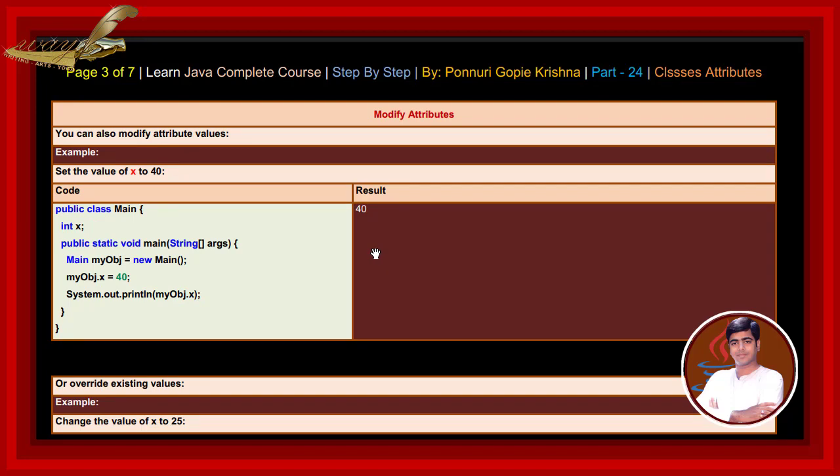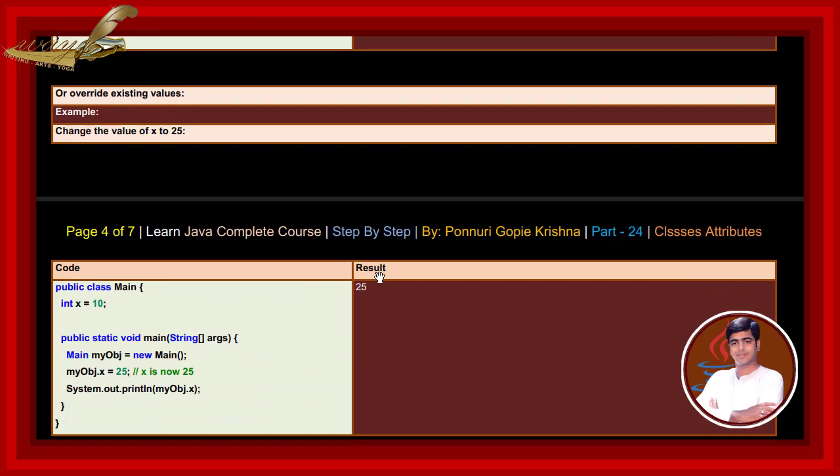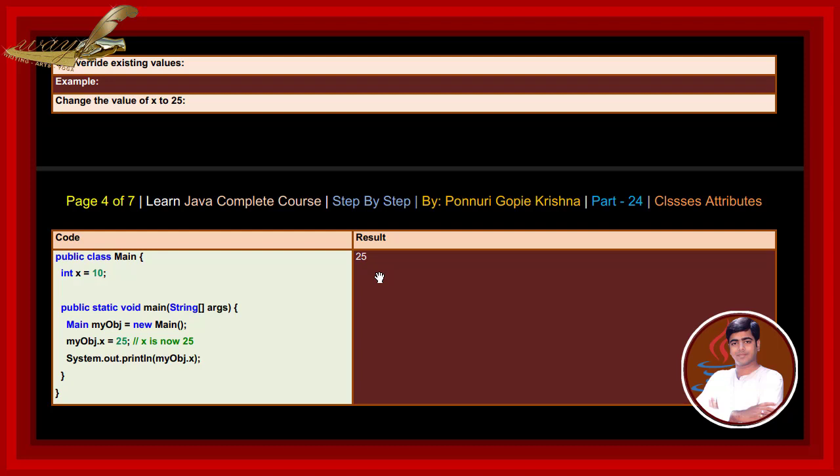Modify attributes. You can also modify attribute values. Set the value of x to 40. See, now we are setting myObject.x to 40. See, the result 40 was printed. Or overriding existing values, change the value of x to 25. See, integer x is 10. See, myObject.x is equal to 25. See, x is now 25.